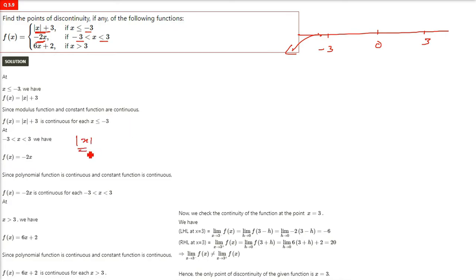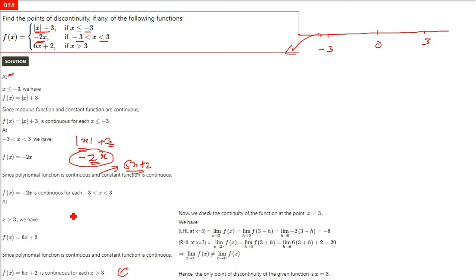Okay. Because mod x is continuous, 3 is a constant function. So when you add it, then also it will be a continuous function. We have minus 2x. This is also a polynomial function. Basically, you can call it a straight line also. 6x plus 2 is also a straight line, but it is also a single order polynomial function. And we know that they are continuous, right? So this you have to write from here to here. All these points you have to mention here.